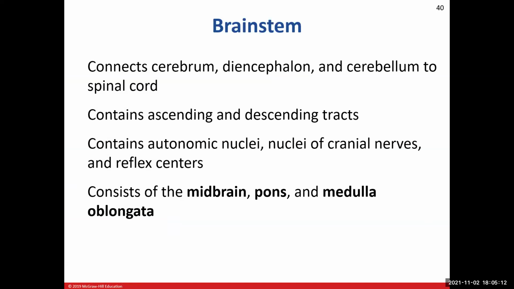Okay, remember from last class, we talked that there were 4 regions to the brain. You have the cerebrum, and then you have the diencephalon, the cerebellum, and we have our brainstem. So the nice thing is the brainstem is going to connect the other 3 regions to the spinal cord, the second part of your central nervous system.